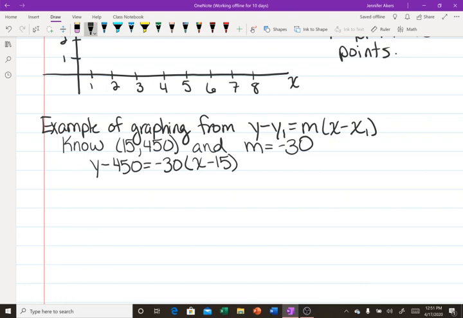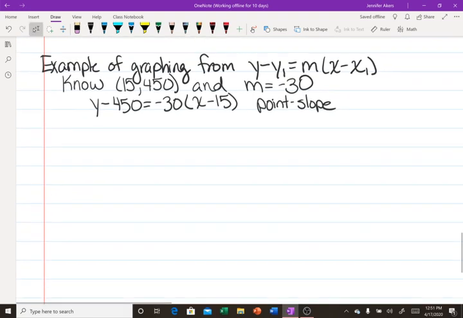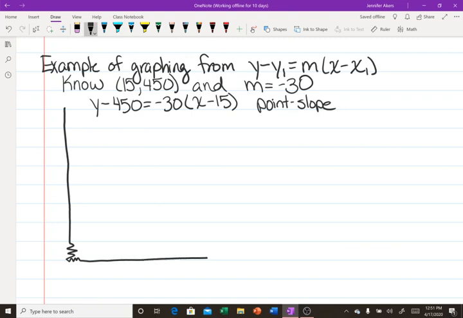I don't want to simplify the equation. This equation's in point-slope form. I don't want to simplify it. I want to just graph from it. Well, I can graph the point (15, 450), but I'm going to break my y-axis. I'm going to go ahead and break my x-axis too.